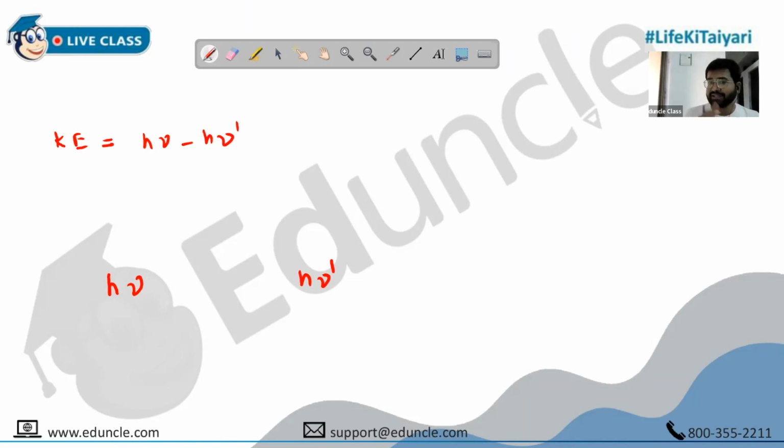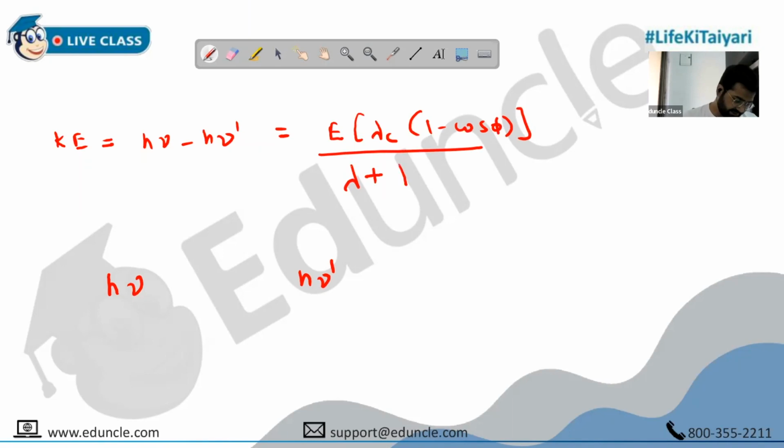But we have to convert this in the form of lambda, cross multiply, and apply the formula of Compton shift. We already know the formula. After doing that, you will end up getting this: E into lambda C into 1 minus cos phi, the whole upon lambda plus lambda C into 1 minus cos phi. So this we can derive. You just have to convert this nu in the form of lambda and lambda dash and then apply the formula of Compton shift that we know.